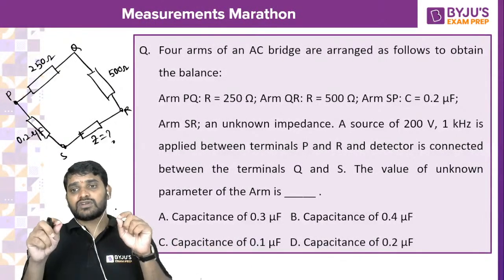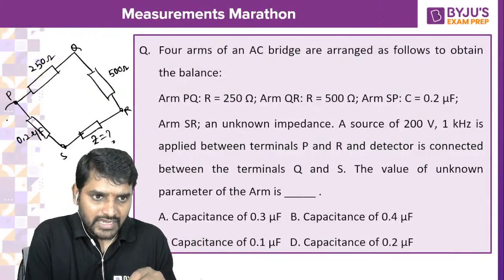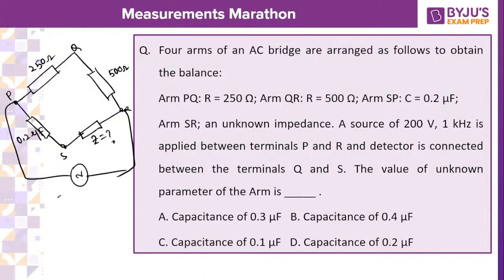A source of 200 volts, 1 kilohertz is applied between terminal P and R. The value of the unknown arm: this is a resistor and this is a resistor, so obviously you have to get a capacitor here. It looks like a de Sauty bridge. Out of 4 options, definitely one option should be a capacitor. If all 4 options are capacitors, then you have to calculate. There is no other way.